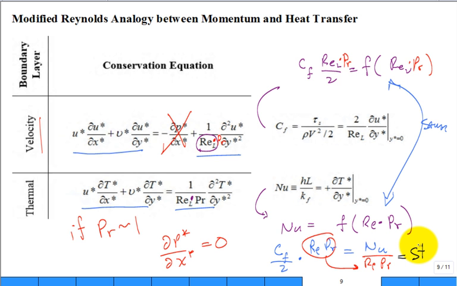So we honor Prandtl, we honor Nusselt, we honor Reynolds, we honor Stanton. And so there it is. That is the original Reynolds analogy between momentum and heat transfer. What's on the left side is momentum and the skin friction coefficient. What's on the right side? Nusselt and the heat transfer.